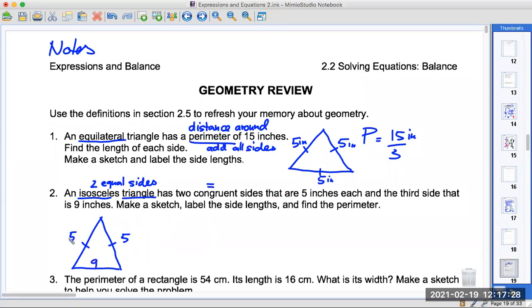Make a sketch, there it is. Label the side length, there they are. And find the perimeter. You add all the sides. Capital P stands for perimeter, okay? 5 plus 5 is 10, 10 plus 9 is 19 inches. I always use units. I hope you do too.